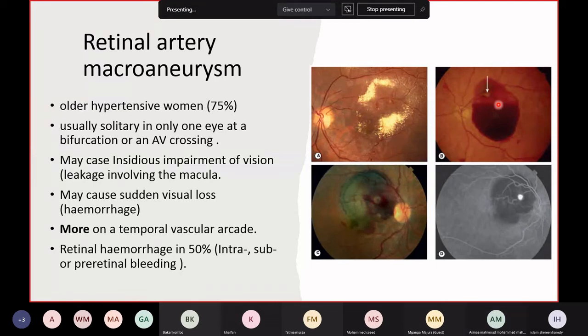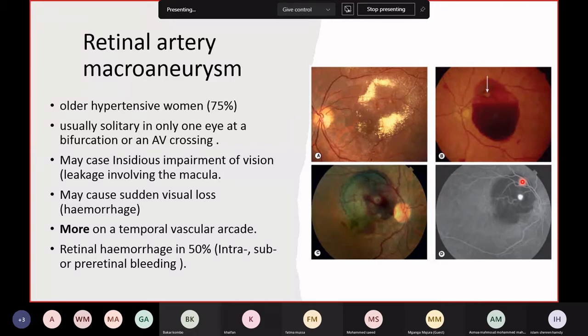Okay. But here, for example, in the subretinal, it's not common to have this fluid level. Usually this is the macroaneurysm. In the fluorescein, it's very evident here. And the blood is extending underneath the retina, surrounding this macroaneurysm. Okay.